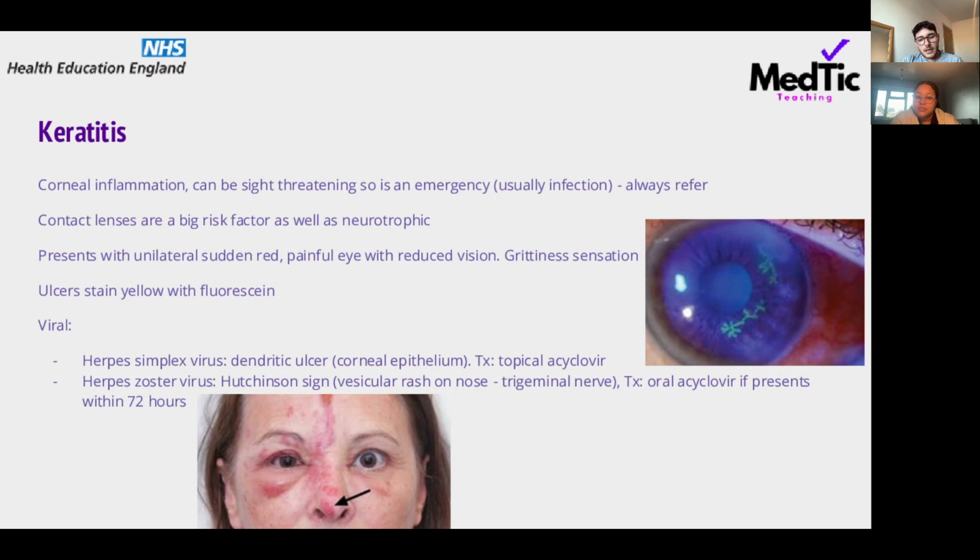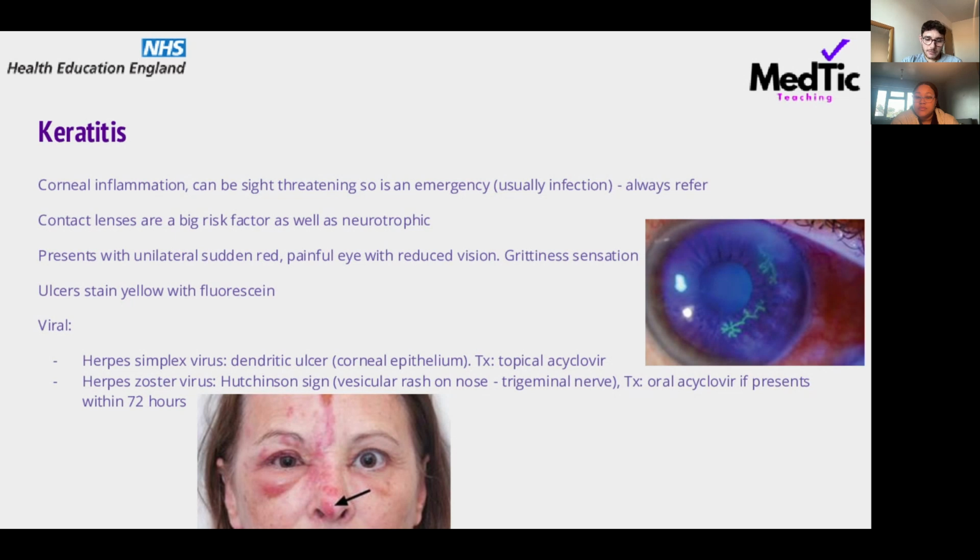Fluorescein is added to the eye to assess the corneal surface, and fluorescein stains yellow where the epithelium, the surface cell layer of the cornea, is disrupted. And that's where we can get these dendritic ulcers forming with HSV. So we can go on to some causes. Viral, so we just mentioned HSV. With the dendritic ulcer, you treat that with topical acyclovir.